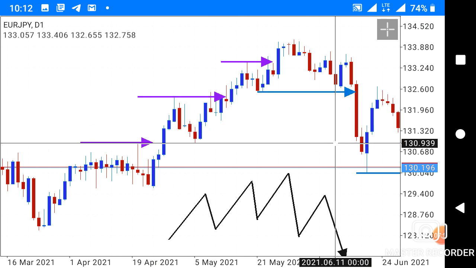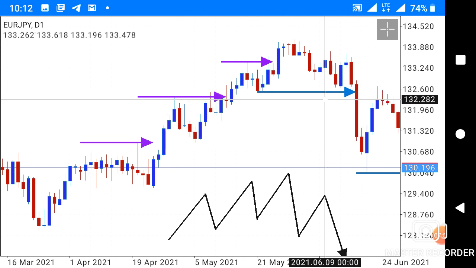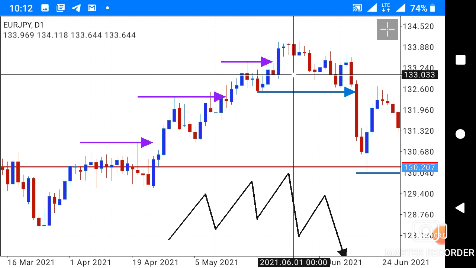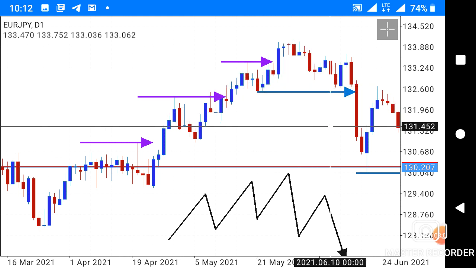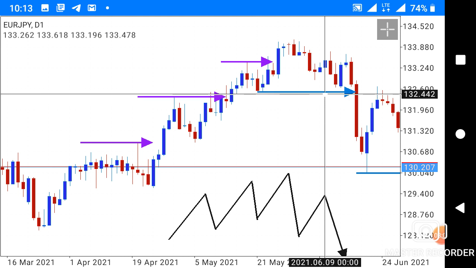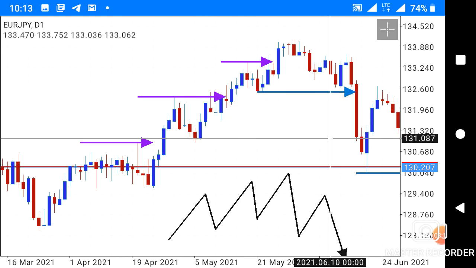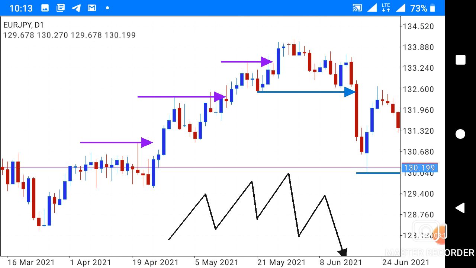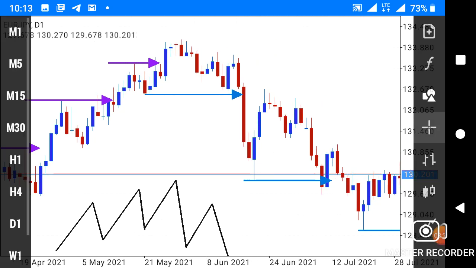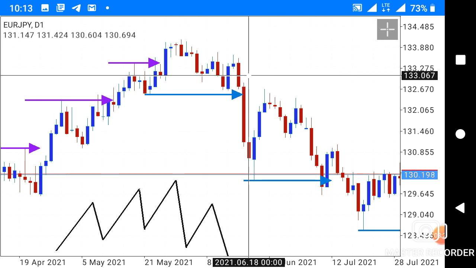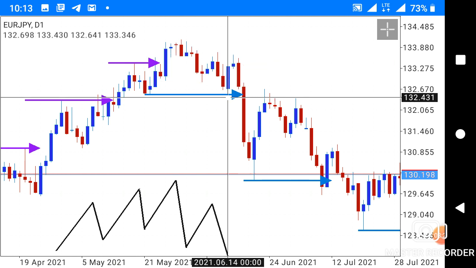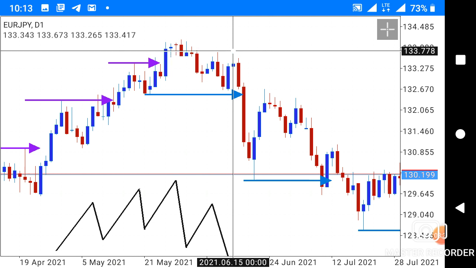Immediately that break of structure happens, my focus will change. My bias will change from looking to buy in this market to becoming a seller. Why? Because a break of structure had just occurred. So market came down and created this lower low, went back up and created a new lower high.